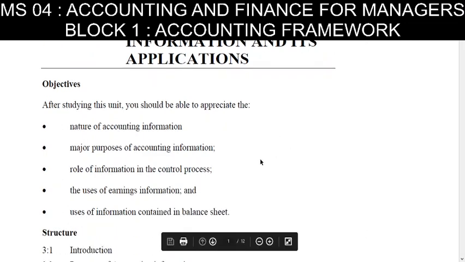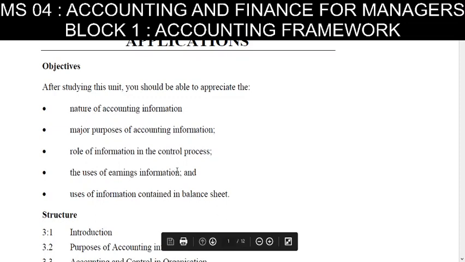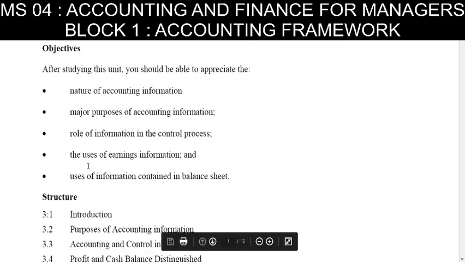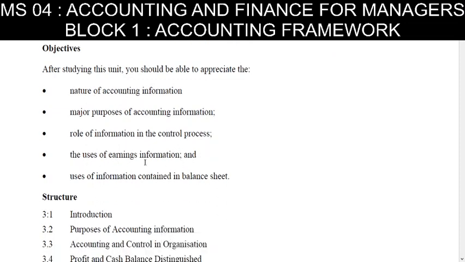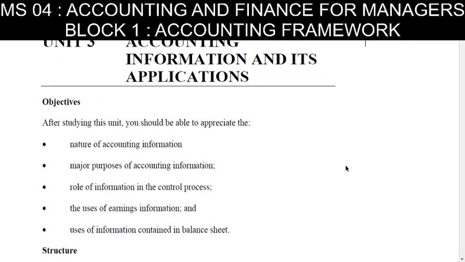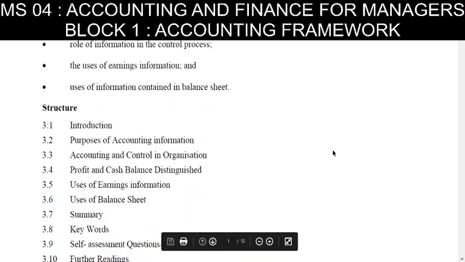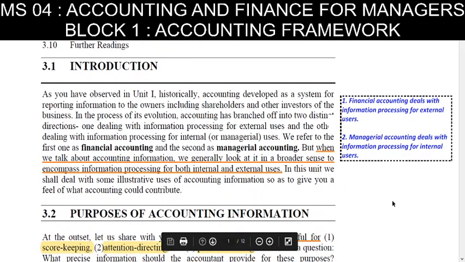In this unit we are going to see the following topics: nature of accounting information, major purposes of accounting information, role of information in the control process, the uses of earnings information, and uses of information contained in the balance sheet. So this unit is dealing about accounting information, its nature, purpose, role, usefulness, and uses of information in the balance sheet. Okay, let's begin with the introduction.